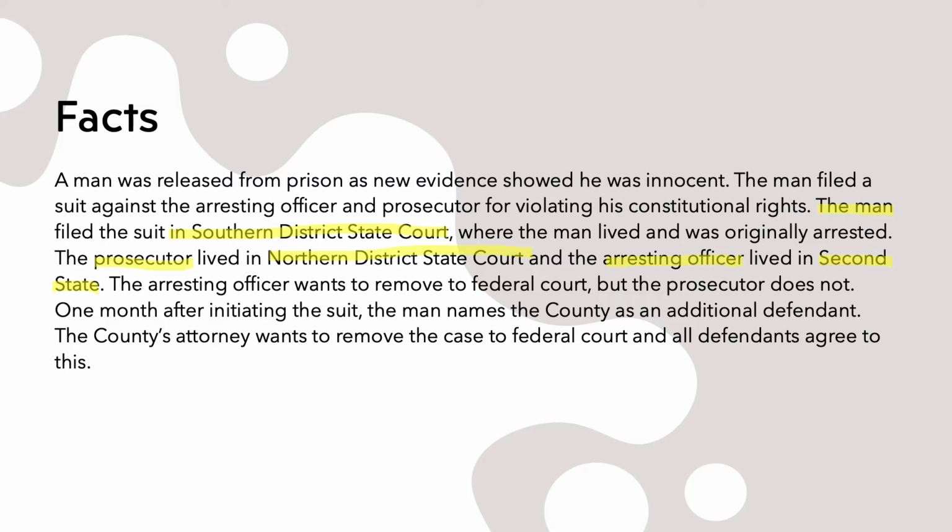So we have the man in Southern State Court, the prosecutor in Northern State Court, and then the arresting officer who's kind of out there in some other random state. The next sentence says the arresting officer wants to remove to federal court, but the prosecutor doesn't. Okay, that's not great for removal because if I think back to my rule, all of the defendants need to consent to removal. Okay, and I'll show you that when we lay out our rule. But right now we have a problem.